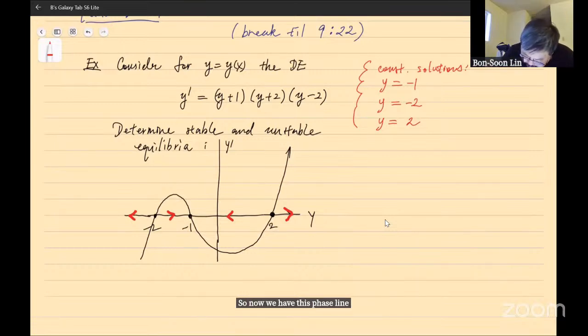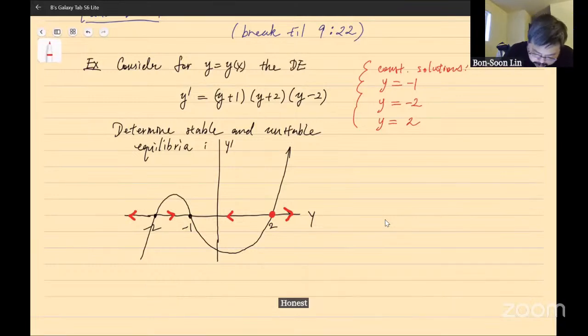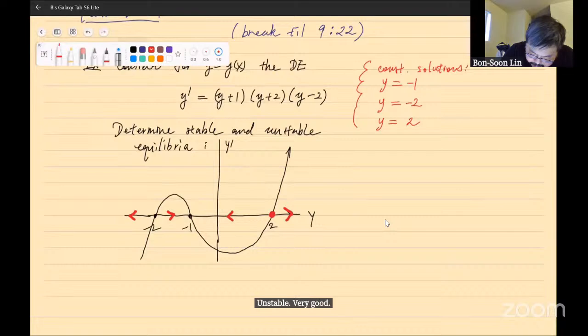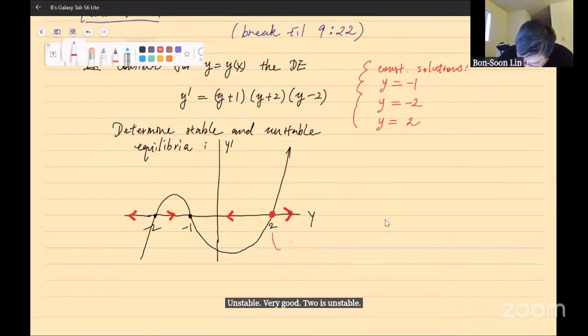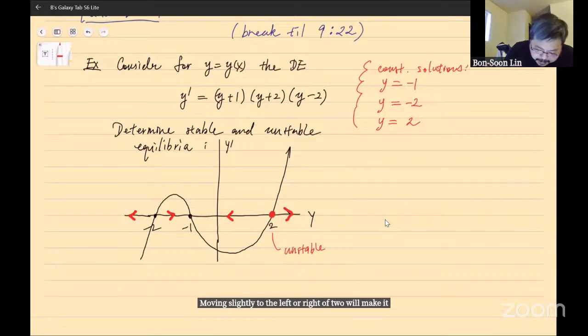We see that 2 is an equilibrium point, but is 2 stable or unstable? By looking at this picture, is 2 stable or unstable? Unstable, very good. 2 is unstable. Moving slightly to the left or right of 2 will make it go away from 2.